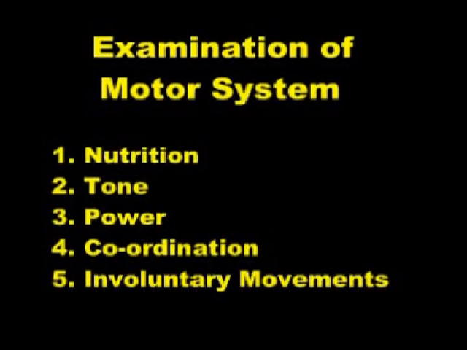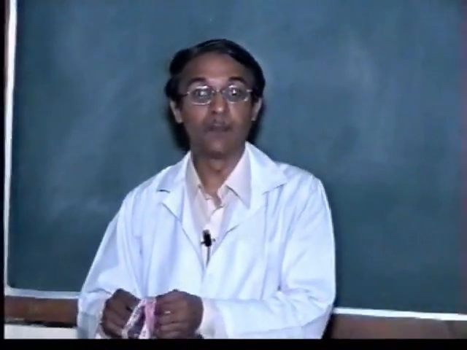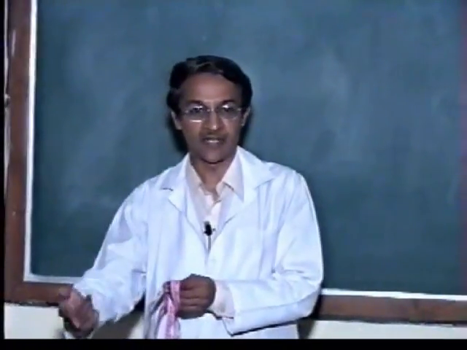Motor system is examined under the following headings, and these points are very useful in examining a patient of hemiplegia: nutrition, tone, power, coordination and involuntary movements. First will be examination of nutrition of muscle.